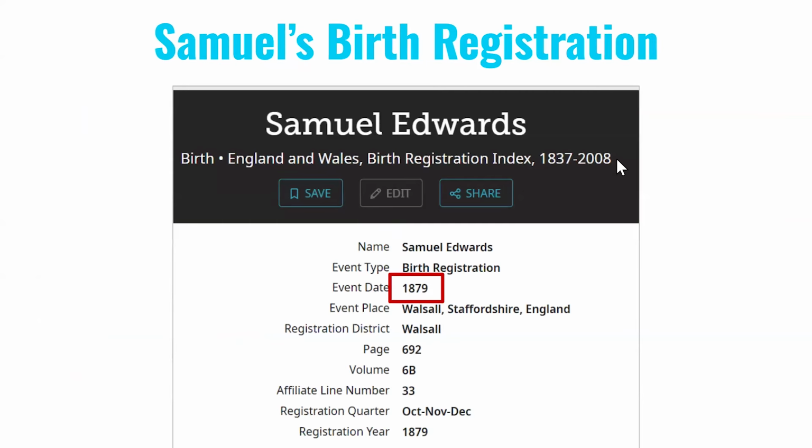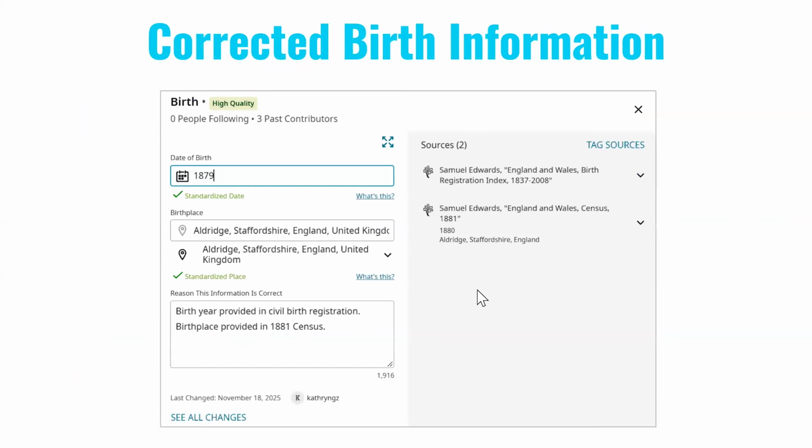And lo and behold, after a very quick search, I discovered that FamilySearch had Samuel's civil birth registration, and look at the year. It is indeed 1879. So I attach this source to Samuel, and then I come back, and there's a number of things that I do to act on the good advice given to us by the quality tool, the quality score.